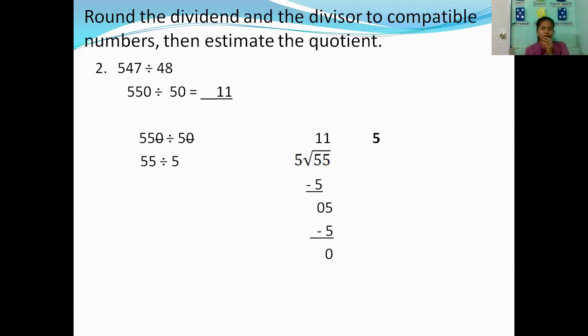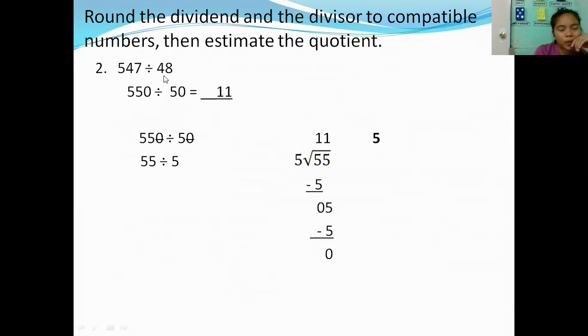Okay, next example. We have 547 divided by 48. So our divisor is 48. Let's round off. The number next to 4 is 8, so that is greater than 5. So we are going to add 1. So 4 plus 1, that is 5. Then make the number next to it 0. Then we also round 547.